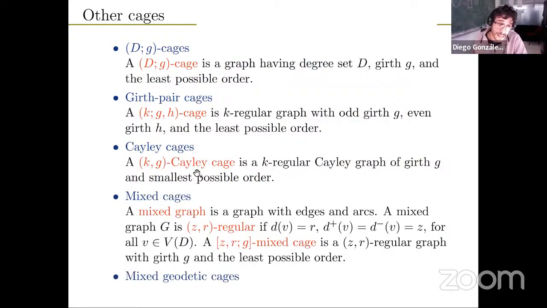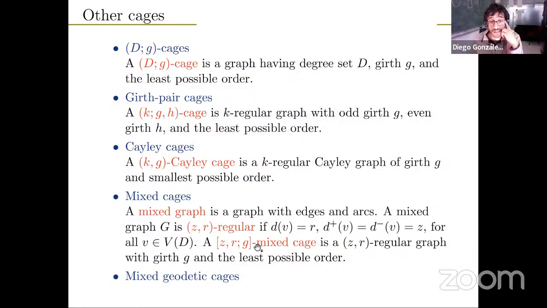And recently, there is a new family of cages that have been studied that are the mixed cages. Mixed cages, well, first, a mixed graph is a graph that has edges and arcs. And a mixed graph G is going to be zeta arc regular if the arc degree is zeta. That is, for every vertex, the arcs outgoing from every vertex and the arcs incoming to every vertex are zeta. And the girth is defined the same as in the other families.